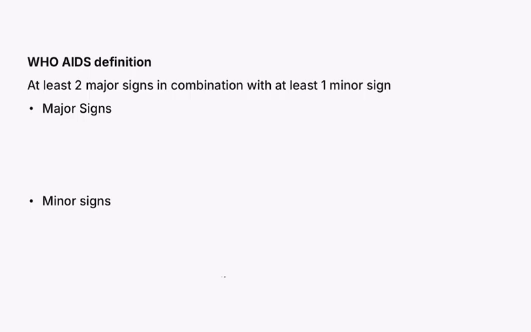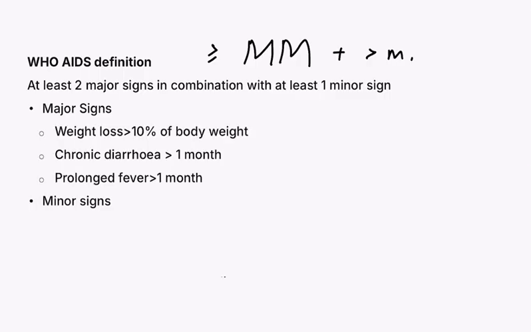So there is a definition of AIDS which has been defined by the WHO, which says that there should be at least two major signs along with a combination of at least one minor sign. So what is the major sign?